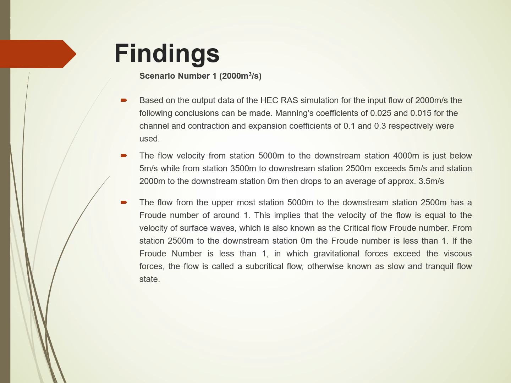Okay, so now concluding remarks. For scenario number 1, the 2000 cubic meters per second, we can see that the flow velocity increases, and we reach a point at about station 2500 to station 3000 where suddenly the water flow velocity just drops off quite dramatically. We've also got that scenario where it's going from supercritical to subcritical.